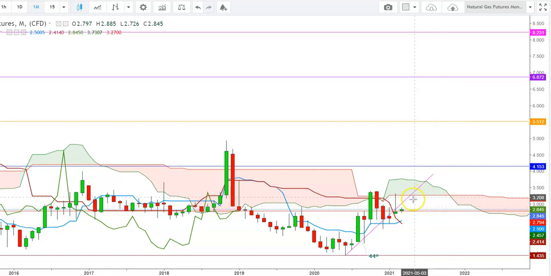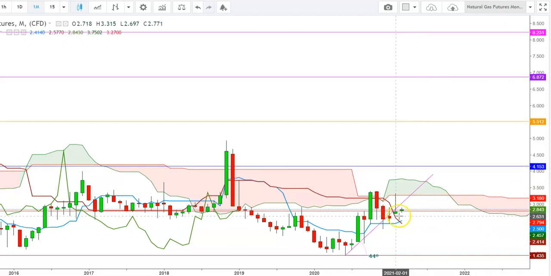So friends, here you can see how the natural gas futures have been maintaining above this important support level, because this level has turned into an important support now. Till the natural gas futures maintain above this level, I find the natural gas futures look ready for a breakout move, which could continue up to the levels of $4.153 during the months ahead.